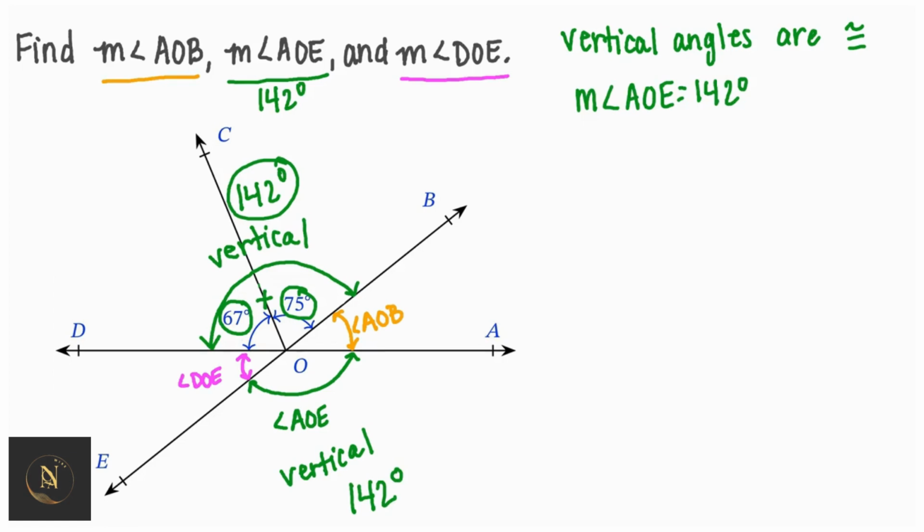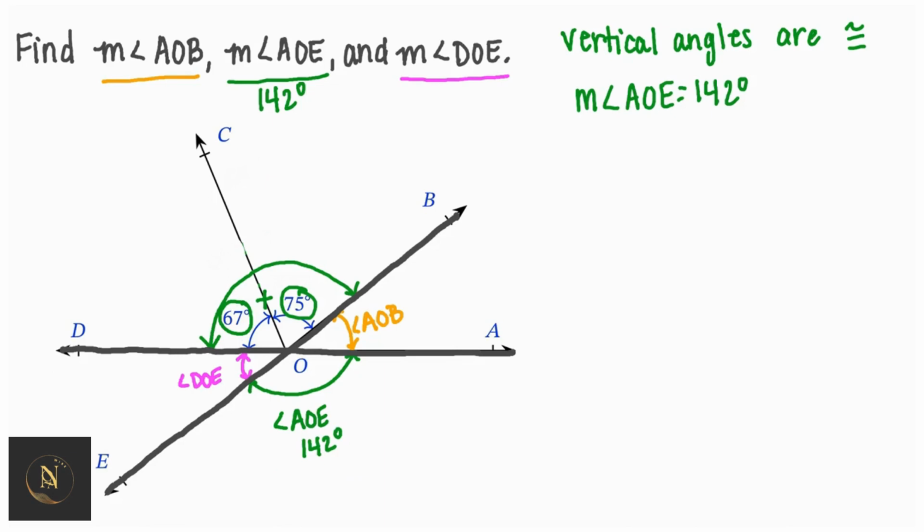Now the way that we know that is because we have two intersecting lines, which would be line DA, and it intersects with line EB. And since we have these two intersecting lines, angle DOB and angle AOE are vertical, which means they are congruent. Let's go ahead and kind of clean up our diagram.